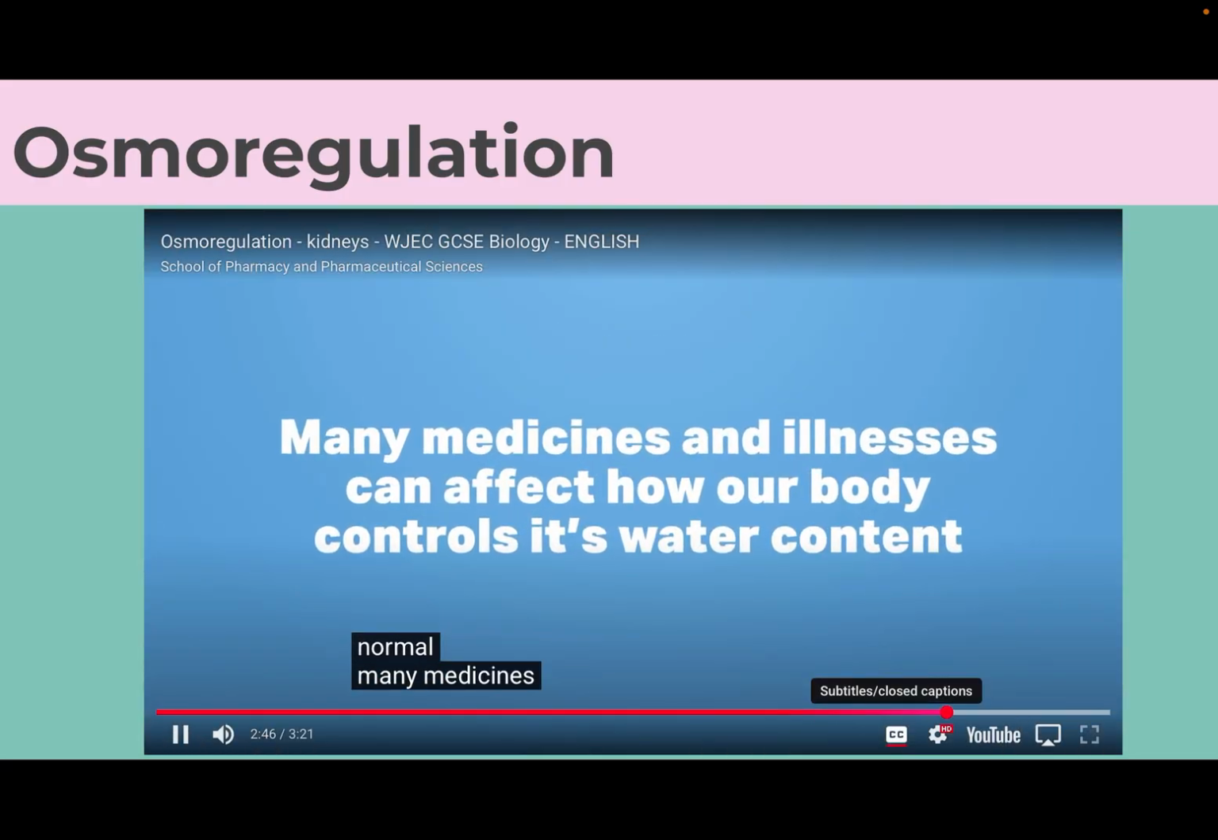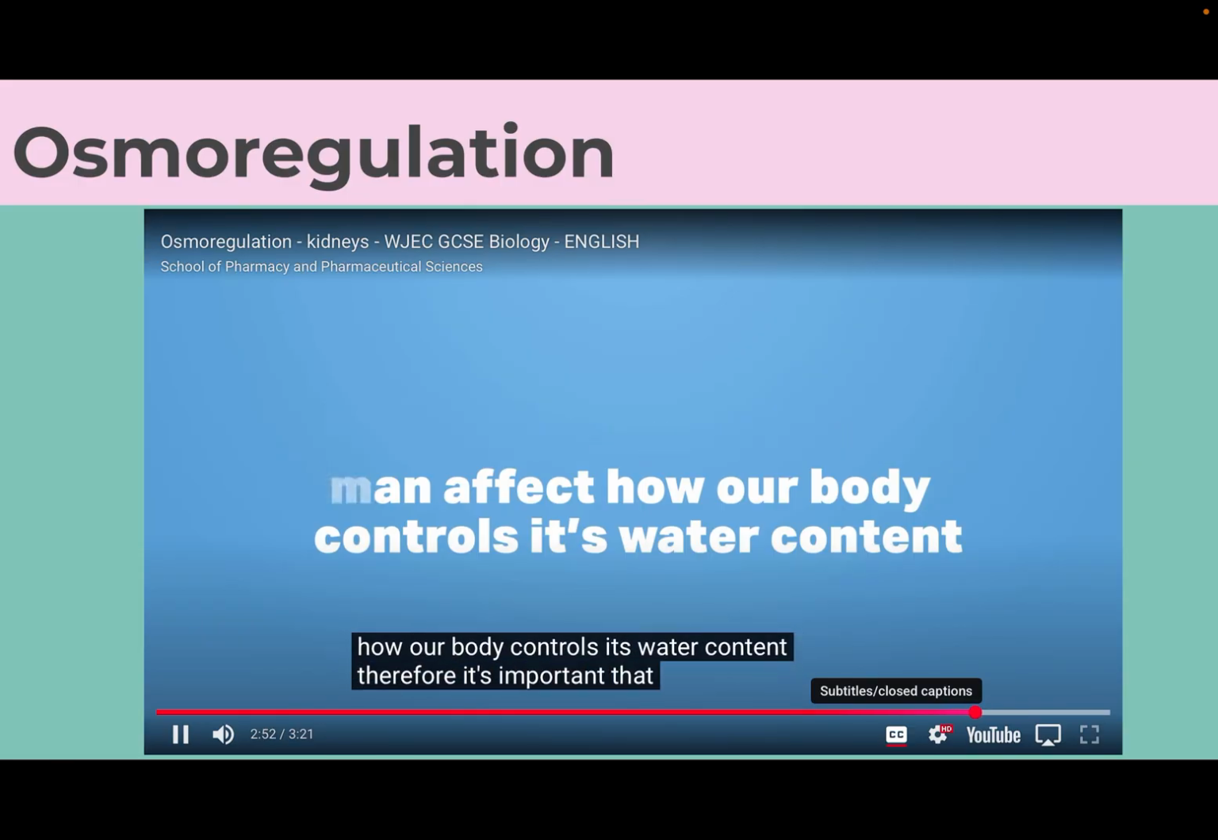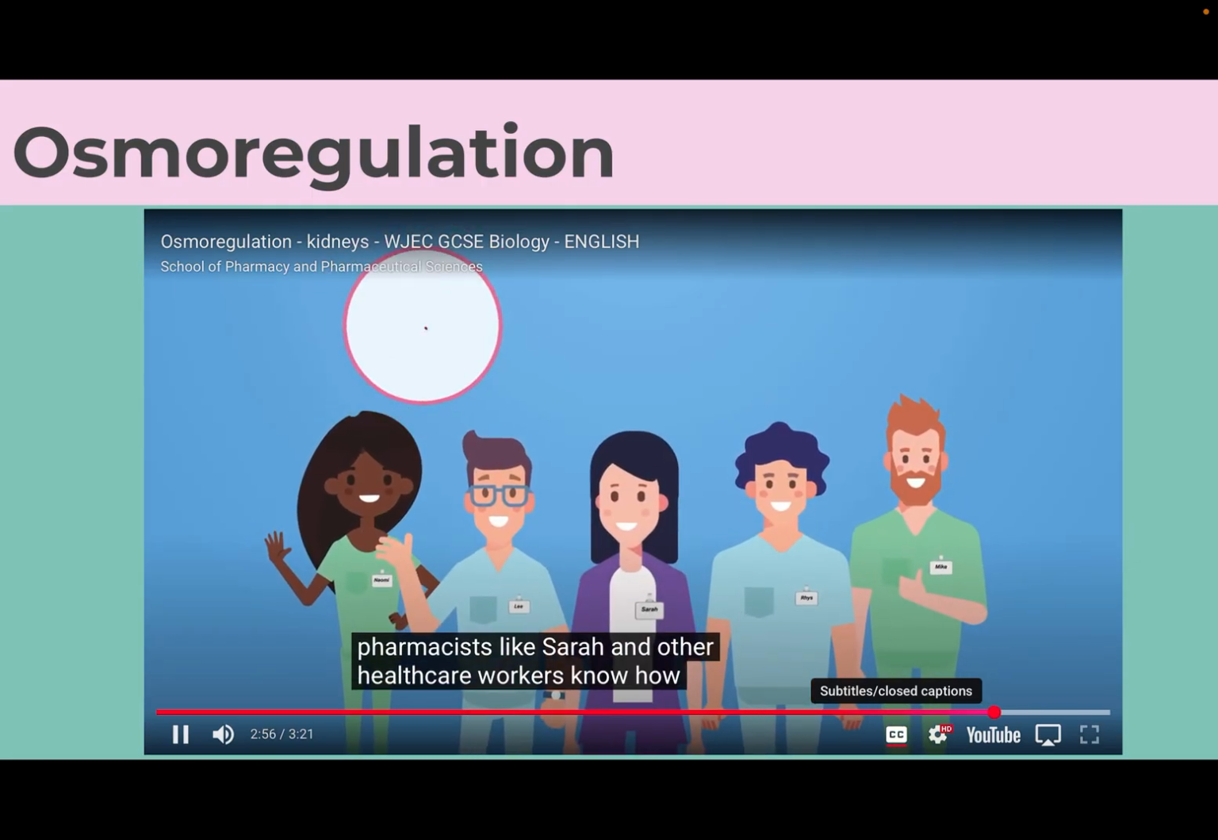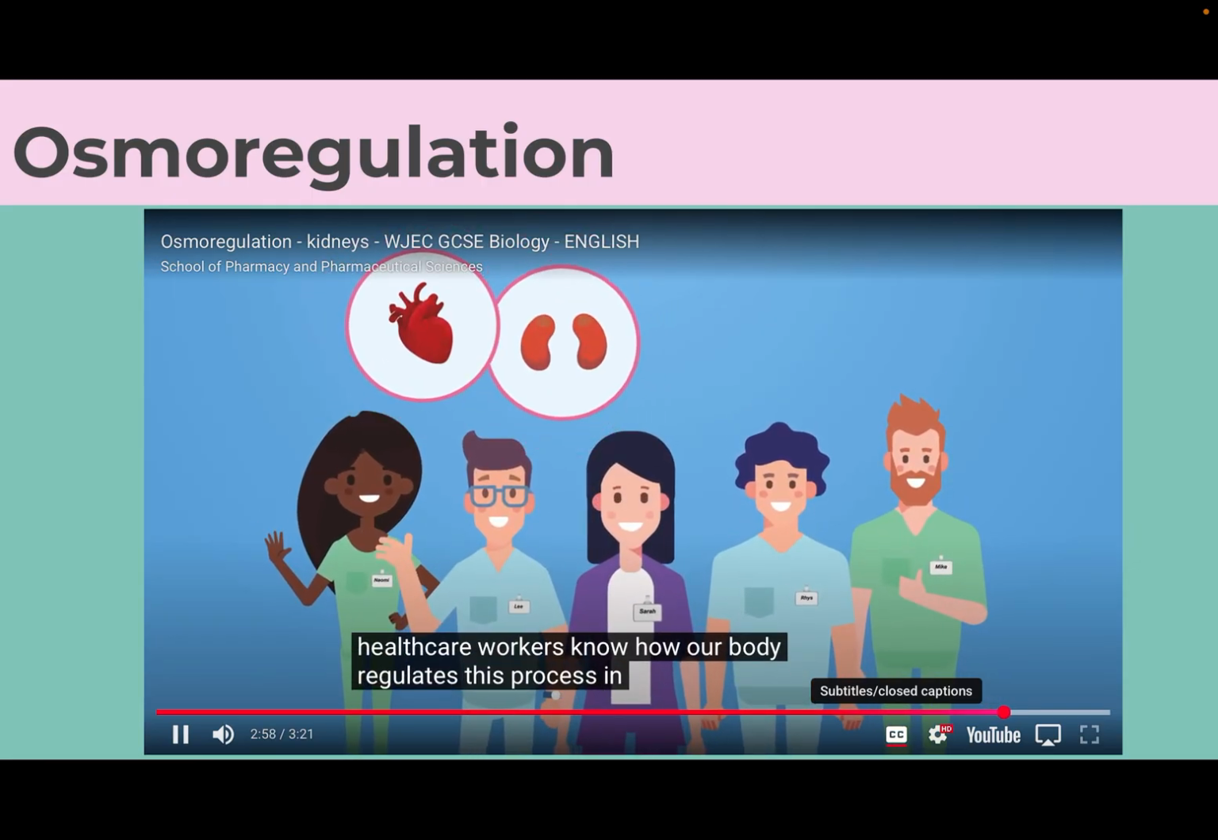Many medicines and illnesses can affect how our body controls its water content. Therefore, it's important that pharmacists like Sarah and other healthcare workers know how our body regulates this process in order to support patients to manage their illnesses and safely take their medicines.